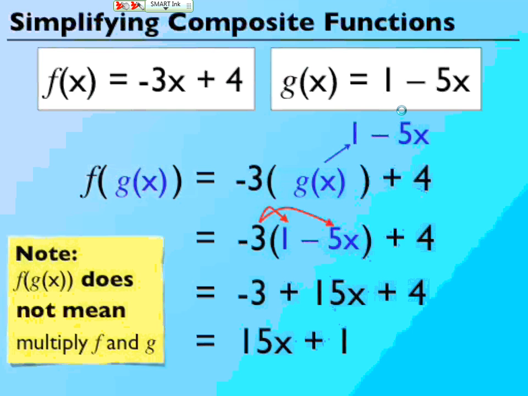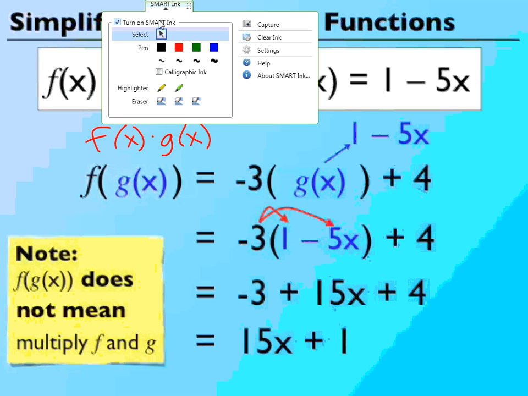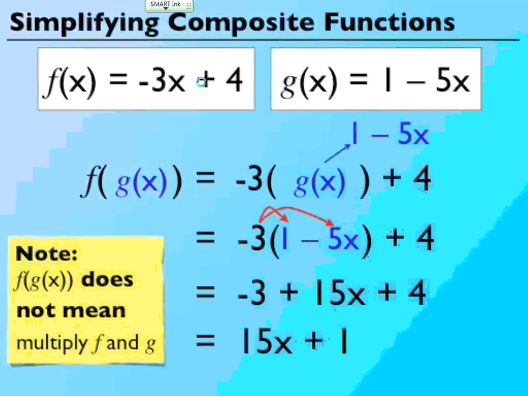If I wanted to multiply these two, I would have had to write it like this: f of x times g of x. That would be multiplying the two functions. That's something entirely different from composing the two functions. What we're doing right now is composing the two functions, where we put one inside of the other. Okay, let's get rid of that.